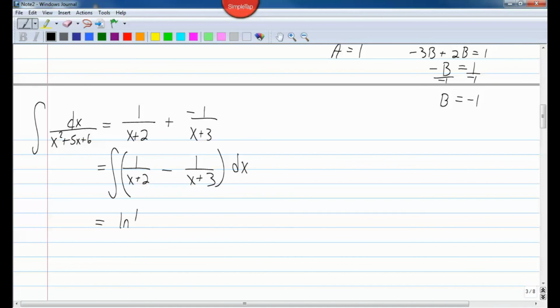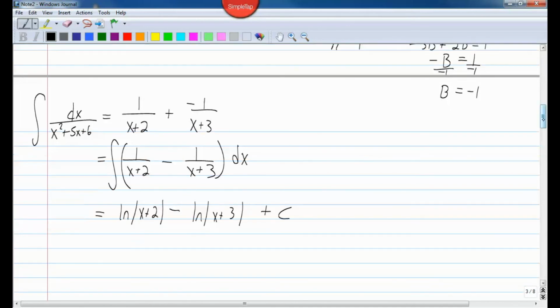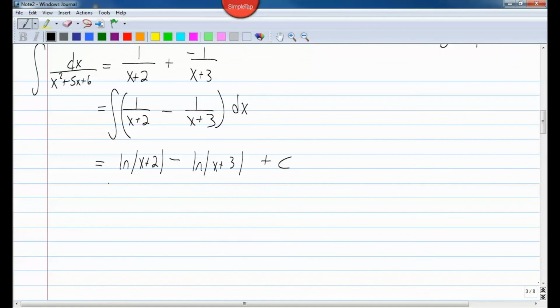So this is natural log absolute value of x plus 2 minus natural log absolute value of x plus 3 and plus c. And I could even combine this, right? Because we know there's a rule for logarithms that says if you subtract logarithms, that's just like dividing. So this is equal to the natural log of the absolute value of x plus 2 over x plus 3 plus c.